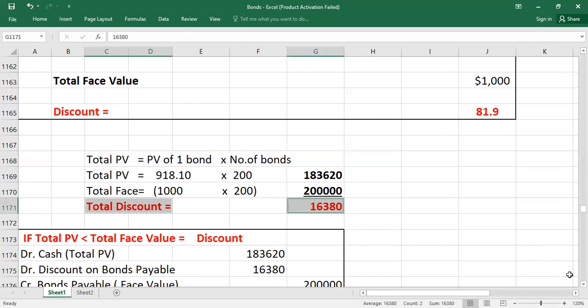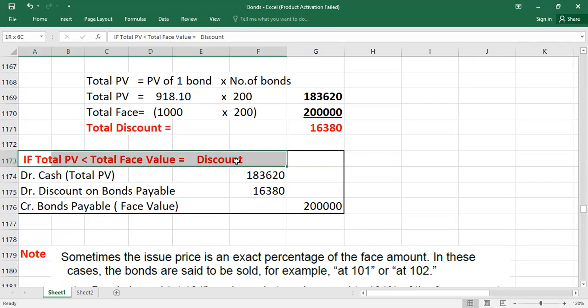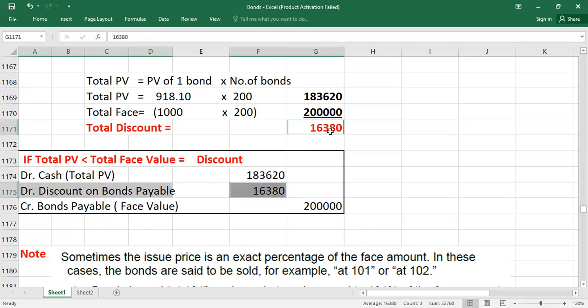Now what entry will you pass? Because our present value is less than face value, it means it's a case of discount. So what you need to do is debit cash with the total present value, debit discount with the amount of discount you have calculated here, and credit bonds payable with the face value, which is 200,000.